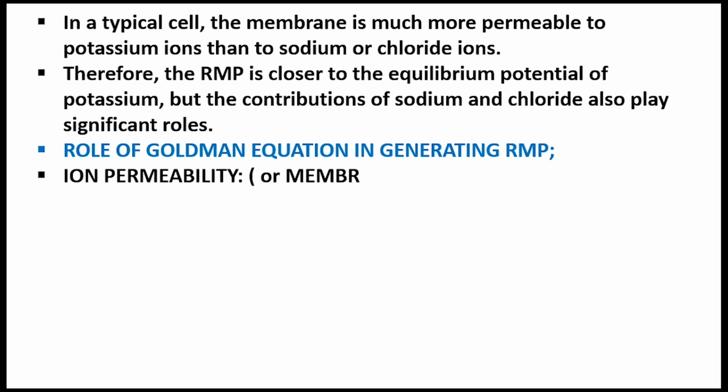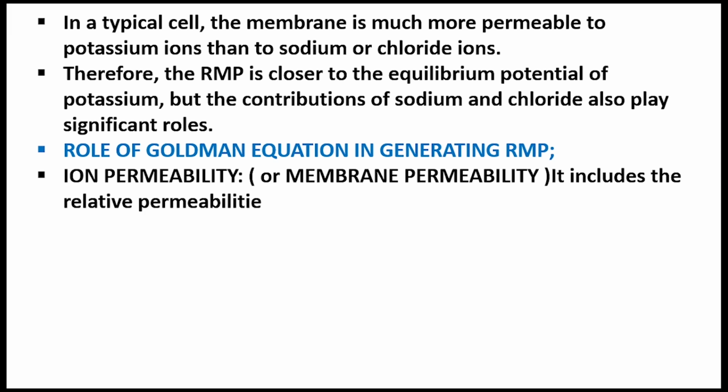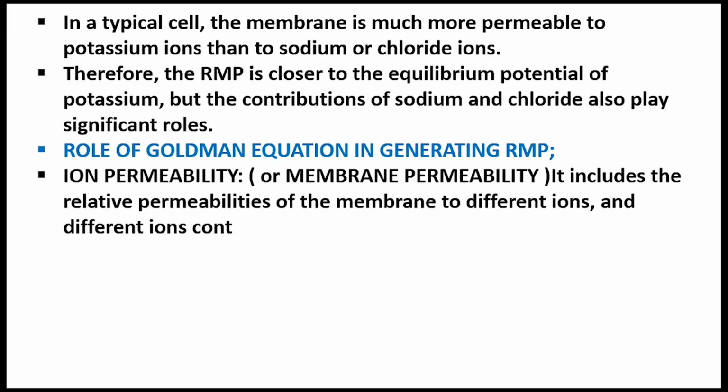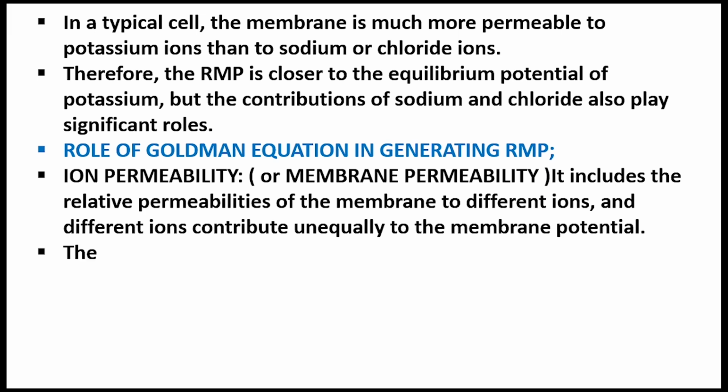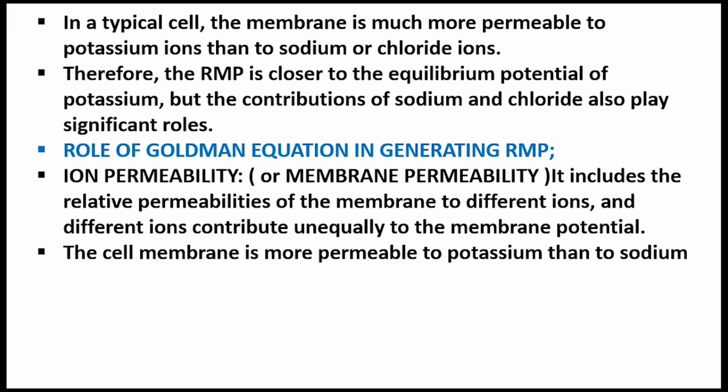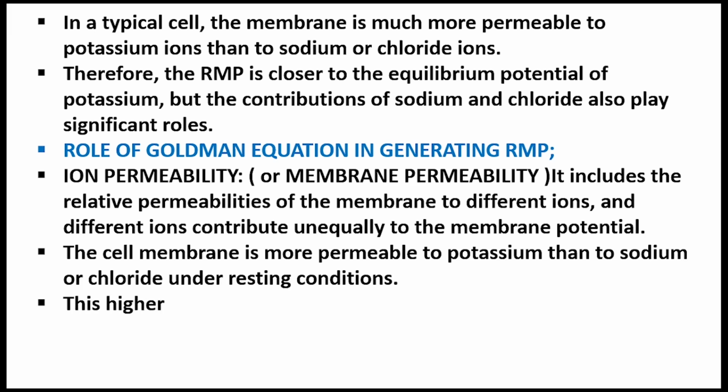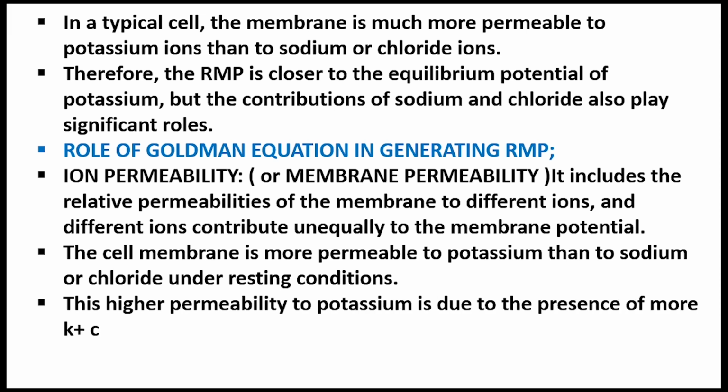Ion permeability, or membrane permeability. It includes the relative permeabilities of the membrane to different ions, and different ions contribute unequally to the membrane potential. The cell membrane is more permeable to potassium than to sodium or chloride under resting conditions. This higher permeability to potassium is due to the presence of more K+ channels in the membrane compared to sodium channels.